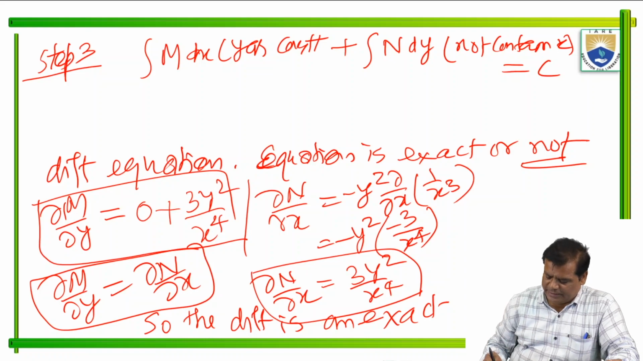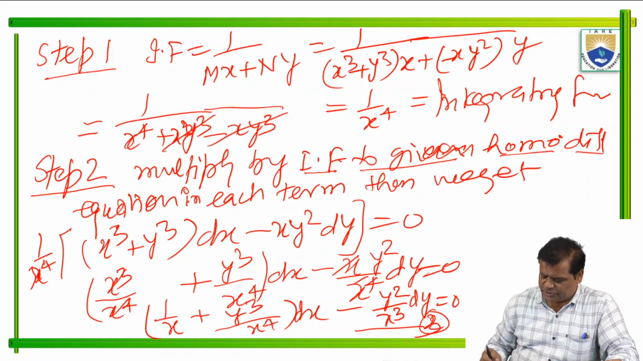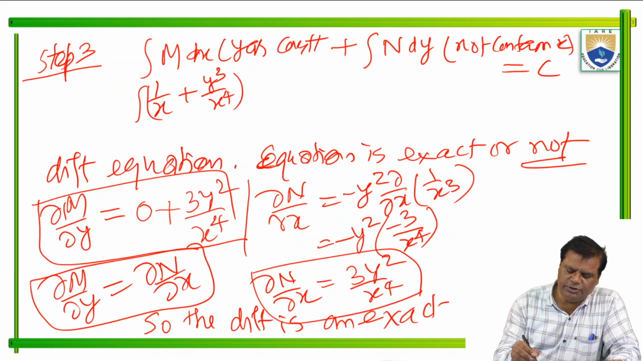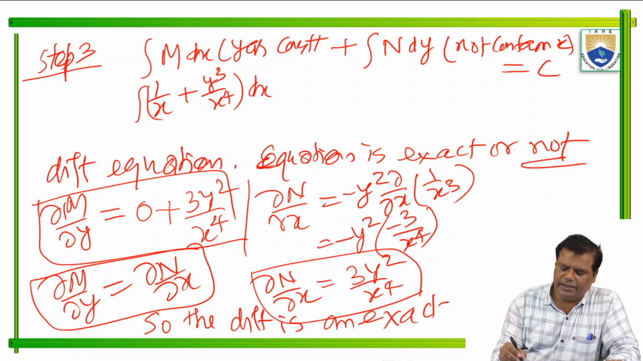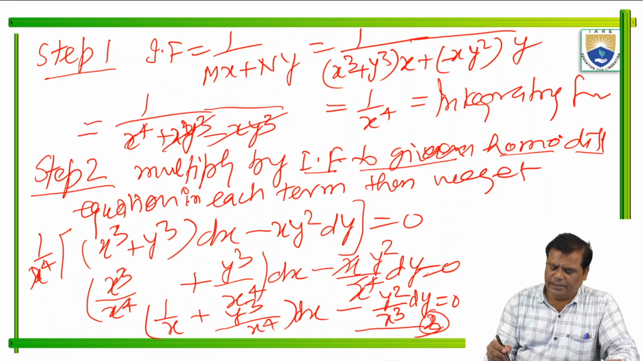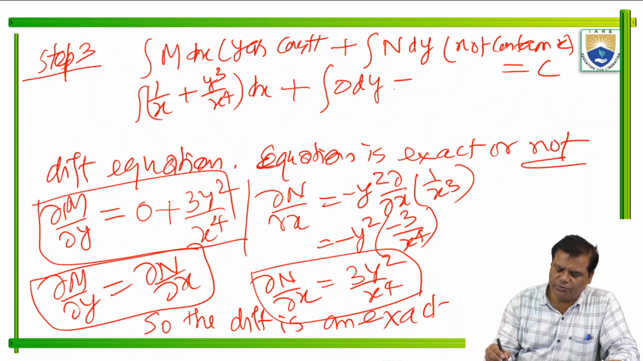So now, what is M here? M is 1 upon x plus y cube upon x4. So this is the integral of M dx, and plus integrating N. N is the total mixed function of x and y, so we take only the terms without x, here 0 dy, equal to c.